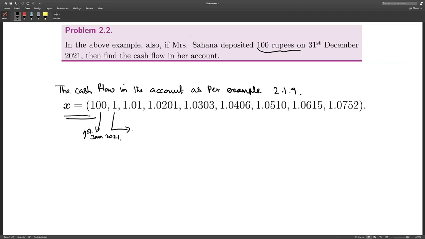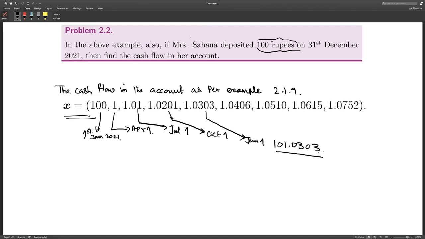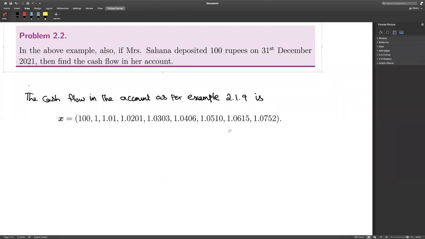Remember, this happened in 1st Jan 2021 and the interest is put quarterly. Therefore, on April 1st, you got this, and then July 1st or maybe June 30th, you got this, and then you have October 1st, you got this, and January 1st, you got this, and one day before you got this one also. So on January 1st, you will have 101.0303 rupees. So this is the account. So therefore, this onwards, the cash flow will change, right? Let us write the new cash flow.